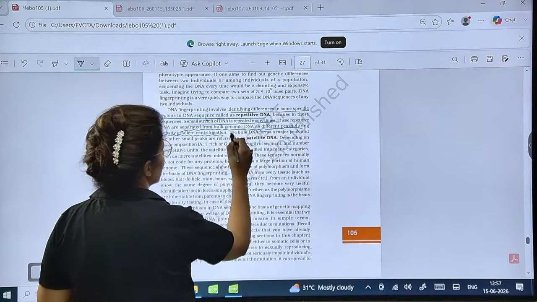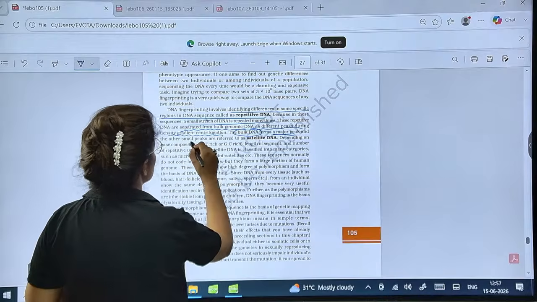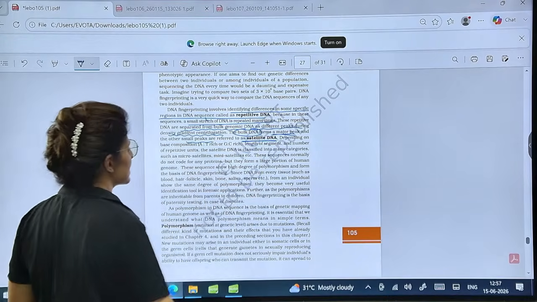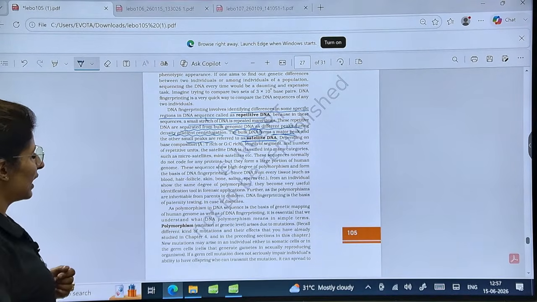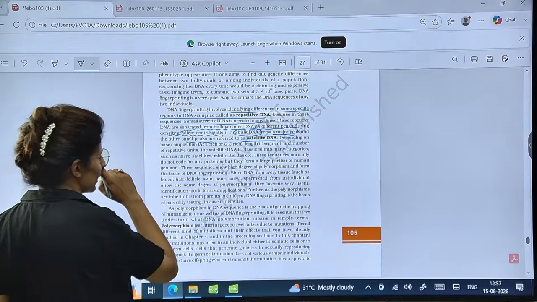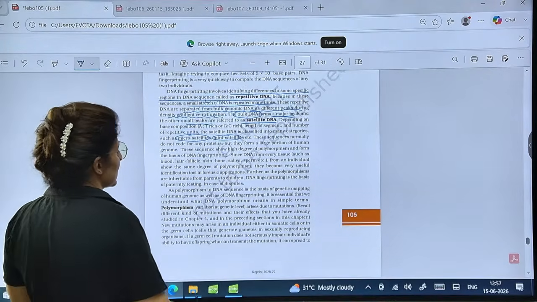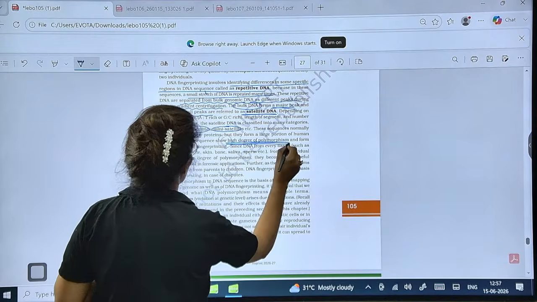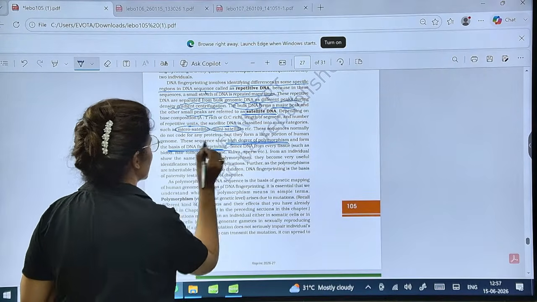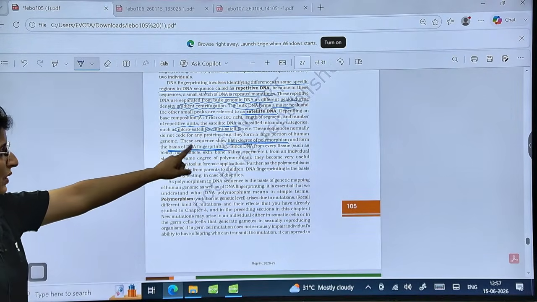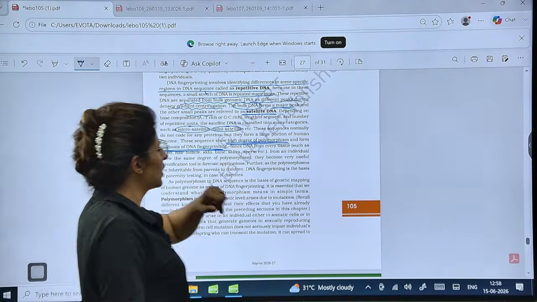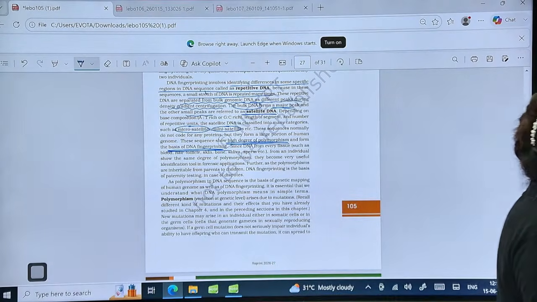Now the bulk DNA forms the major peak and smaller peaks are referred to as satellite DNA. Are we clear? So now we can divide it into microsatellites and minisatellites. These sequences show a high degree of polymorphism, which is the basis of DNA fingerprinting. So this is the principle, guys. The principle of DNA fingerprinting is polymorphism.